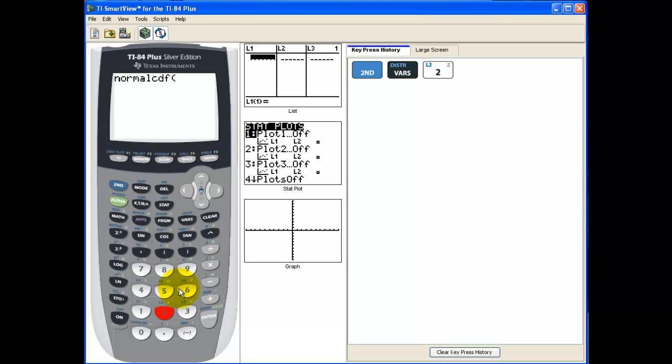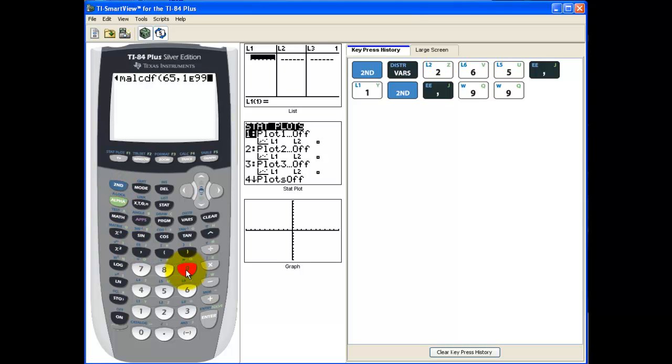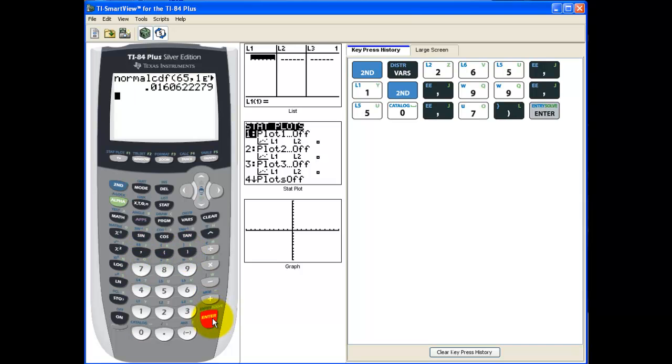So in this case, our lower limit would be 65. The upper limit would be positive infinity. We'll use the calculator's proxy for that, which is 1 times 10 to the 99. And then the mean is given to be 50, and the standard deviation 7. There's your result.